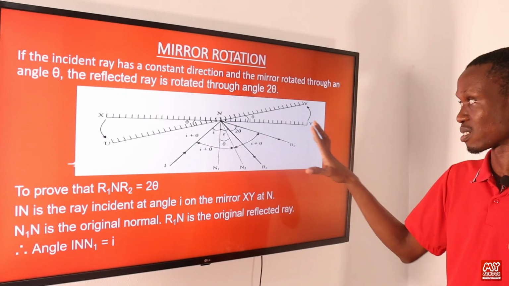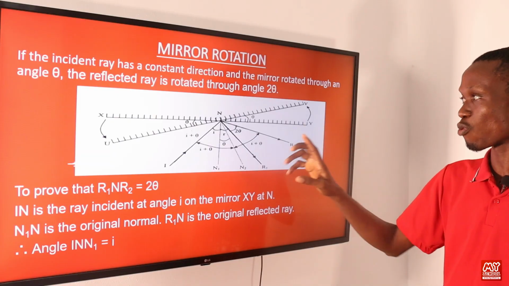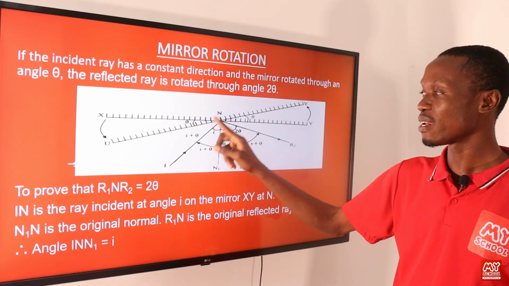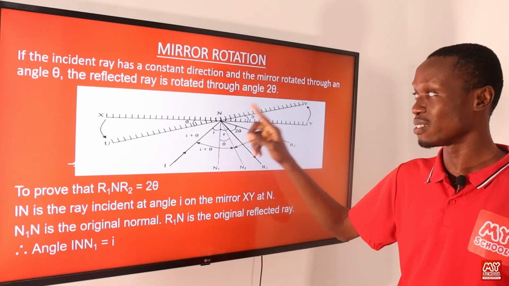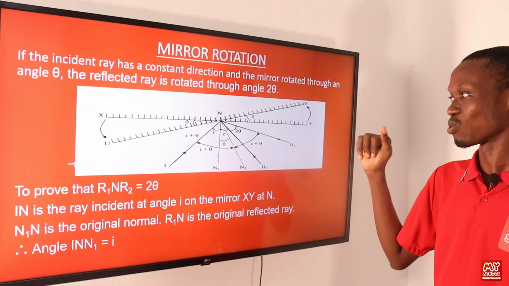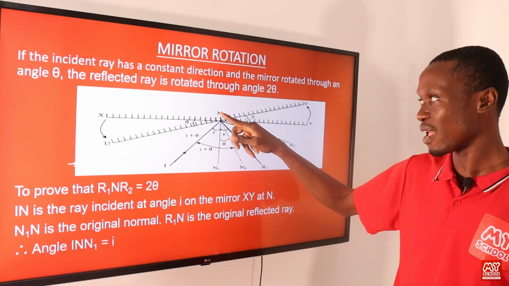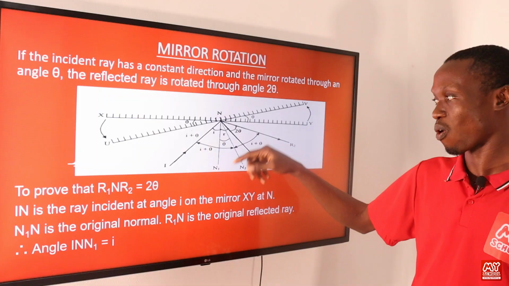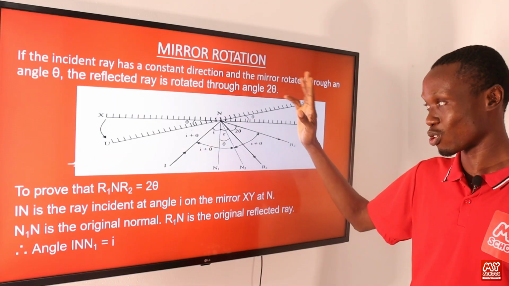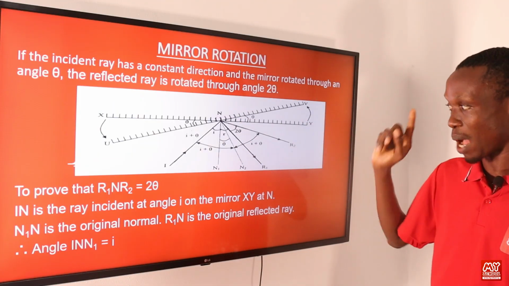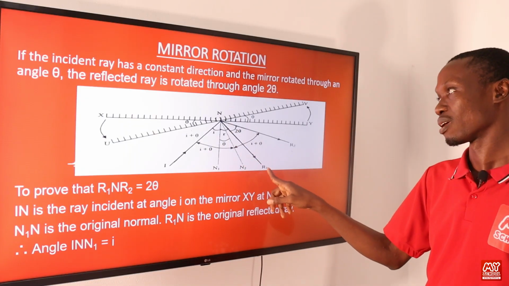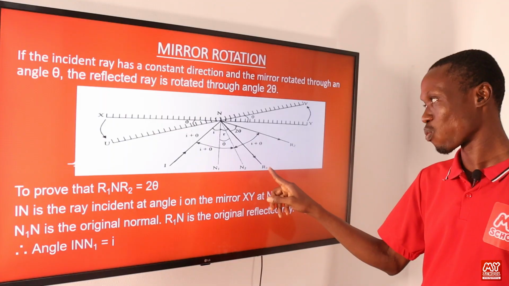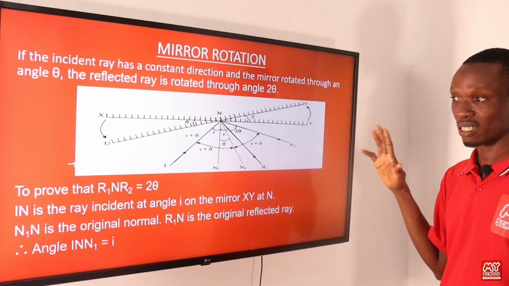So first of all, let's describe this diagram. From this diagram we can see that Ni is the incident ray. Ni is the initial incident ray, so take note of that. While N1, or N1N, whichever direction you want to follow, is the normal, while N arrow 1 is the reflected ray.